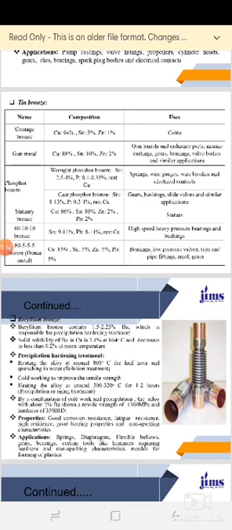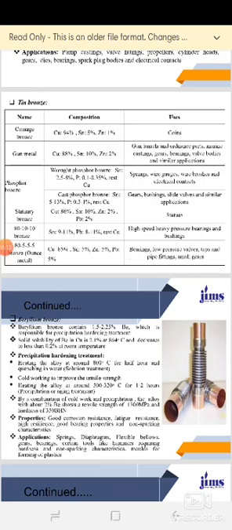Next we have phosphor bronze. Wrought phosphor bronze: Sn 2.5 to 8%, P is 0.1 to 0.3, rest is copper. It is used for manufacturing of spring, wire gauge, wire brushes and electrical contacts.